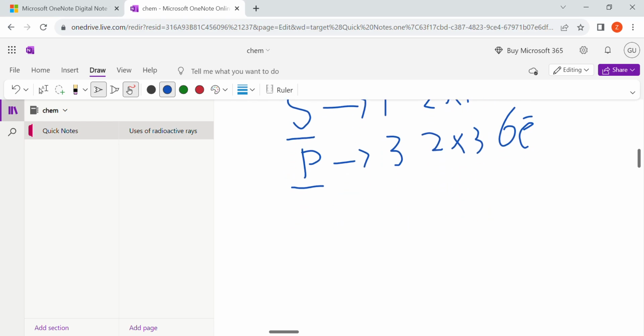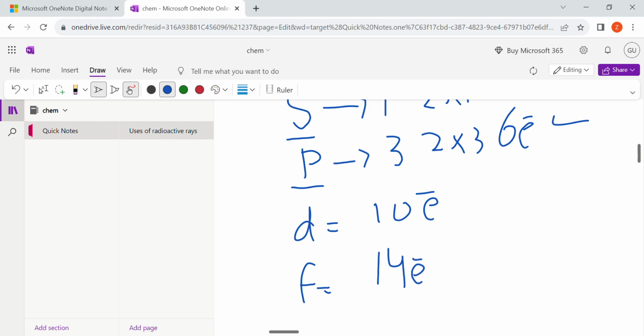Then if we talk about d, in the same way we have calculated and you will get the answer of 10 electrons. Then we talk about f, so you'll get an answer of 14. So this is the tendency of the f subshell, that it can keep this many electrons inside its subshell.